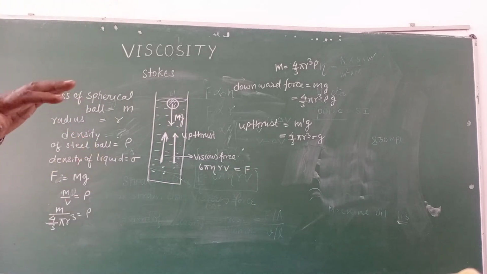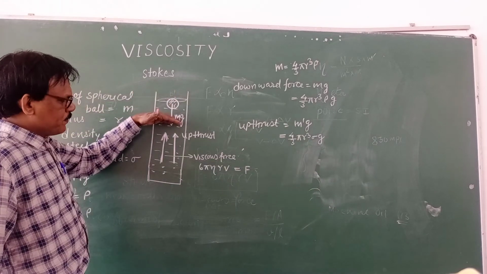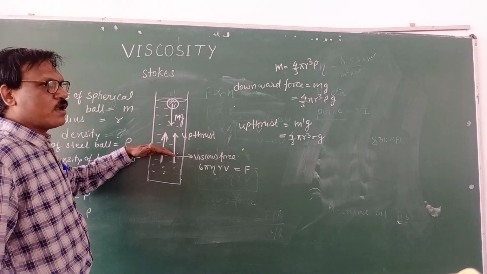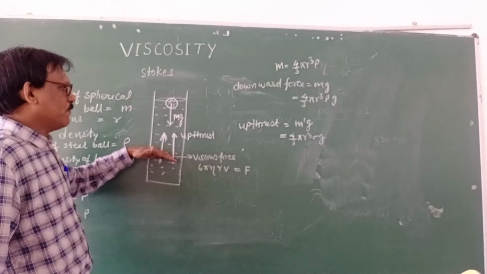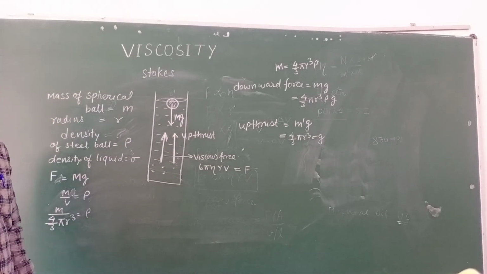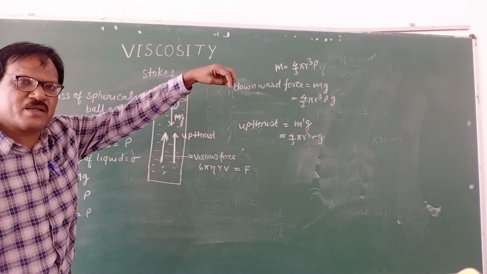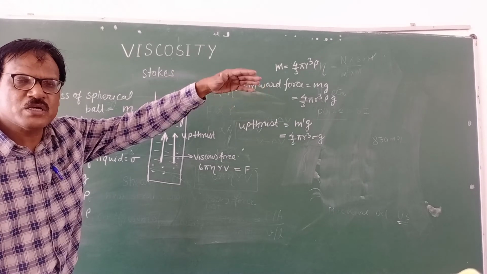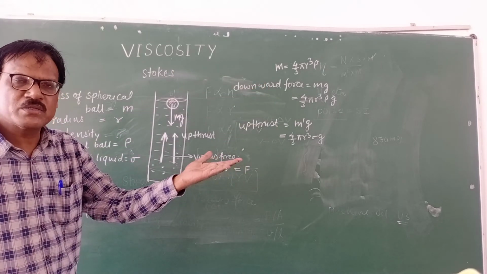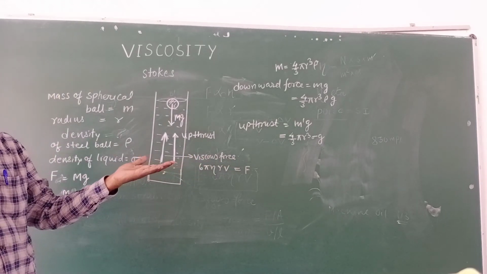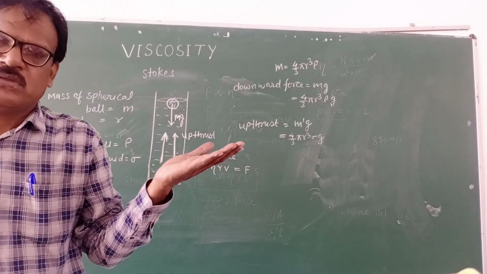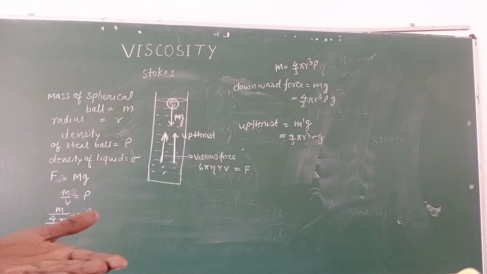Now what is the net force, upward force and downward force? If this force is more and these two are less, then what will happen? The ball will move down. It happens like this: an iron nail sinks in water because mg is more than the upthrust, but the ship floats on the surface of the water due to the more upthrust exerted by the liquid.